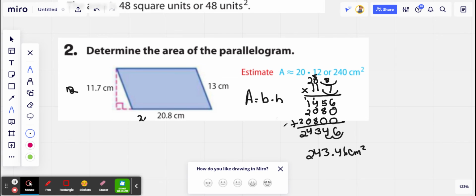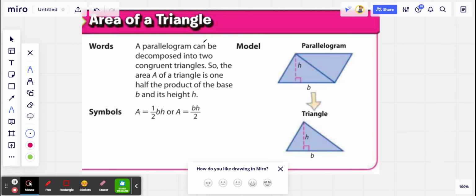Okay, so now I'm going to go over the area of a triangle. All right, so area of a triangle. What they did here is they drew a parallelogram, and they're showing you that if you cut it right in the middle diagonally, it creates two triangles.